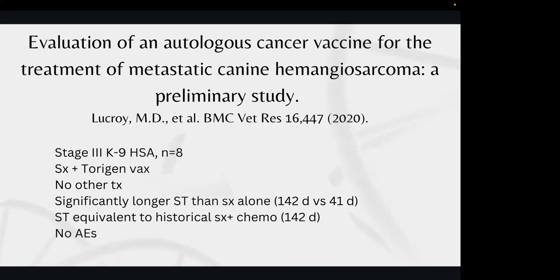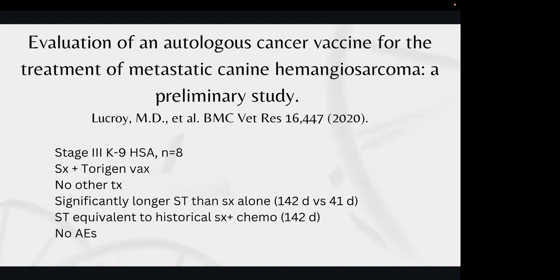And so they compared patients who had just surgery and nothing else, and some patients had surgery and the Torsion vaccine. And what they saw was that patients who had the Torsion vaccine had the same survival time as historical controls that received surgery and chemotherapy, which was pretty interesting to me.